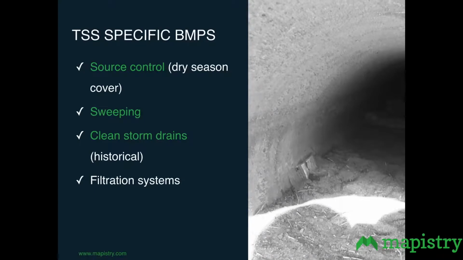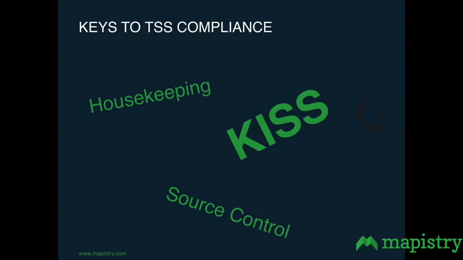Sweeping, clean out storm drains, and then filtration systems is kind of the last thing I would go to. I would try filter socks, check dams. Gravel socks work really, really well. So overall, keys to TSS compliance: housekeeping, source control, and then keep it as simple as possible. KISS principle: keep it simple, stupid. Sweeping, source control, regular training is the best BMPs you can make out.